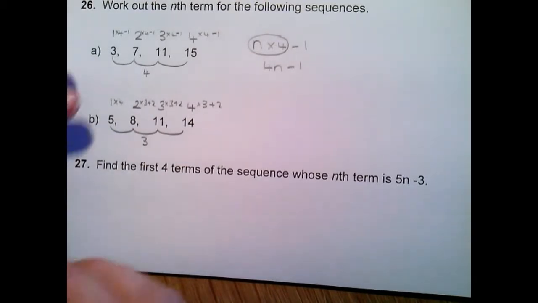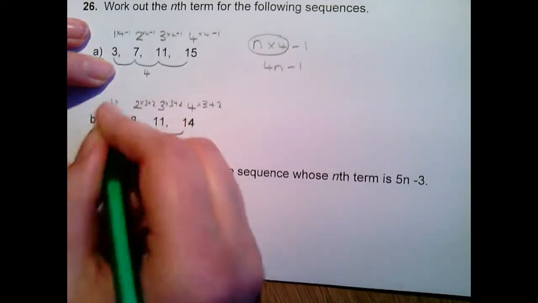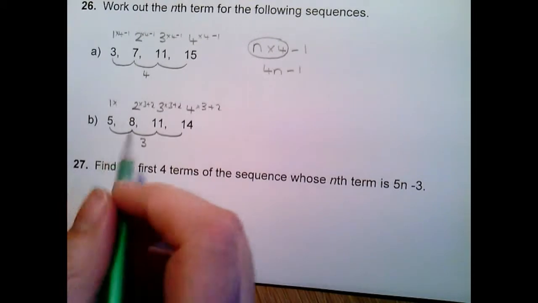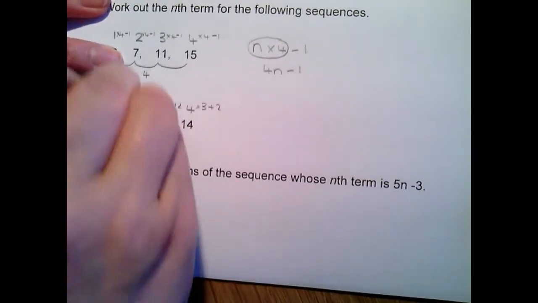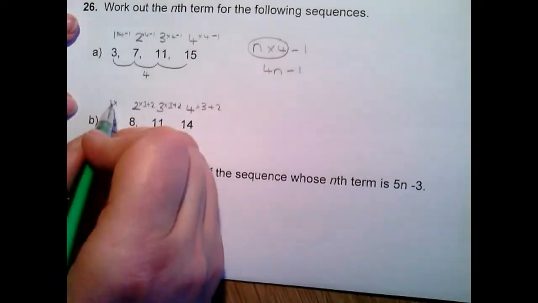Oh, just realised what I did. I wrote it times by 4 and all the other ones were times by 3. So 1 times 3, and I've just written down times 2. See, that's why it's important to actually check it works for all of them.